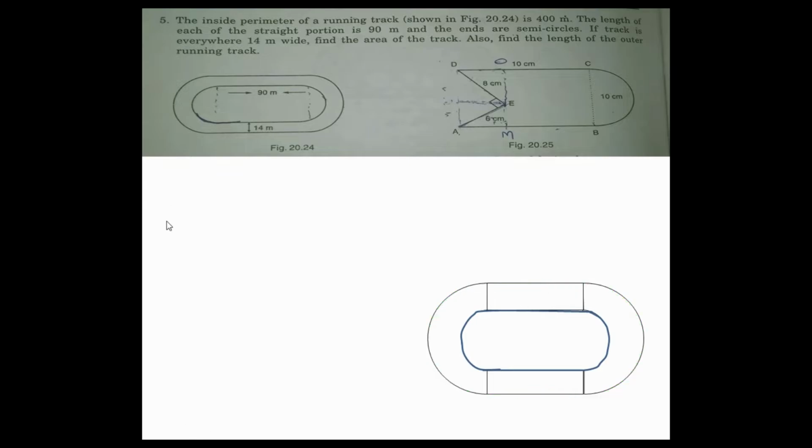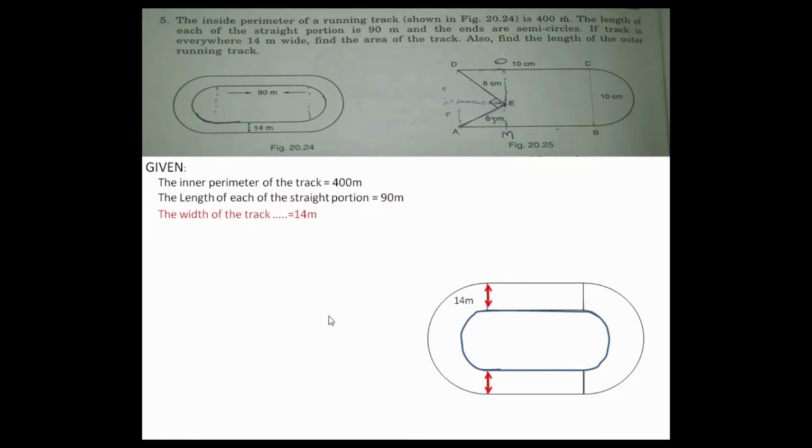First, let us see what all things have been given to us in the question. We have already gone through the question and have understood what the question says. The inner perimeter of the track is 400 meter. We know this blue line is the inner perimeter. The length of each of the straight portion is 90 meter. We also know that these are the straight portions, these red lines, and this measures 90 meter given in the question. And the width of the track is 14 meter. These are the widths. You can see this red line. Width throughout the track is 14 meter wide.